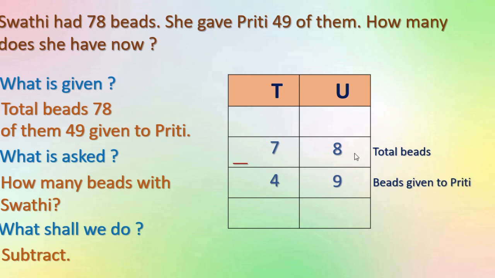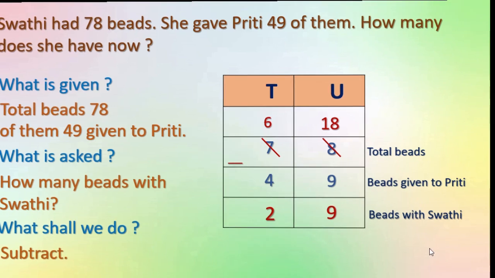Now here we'll carry out subtraction. You know that we always carry out subtraction beginning from unit place. 8 minus 9, not possible. So, it borrows from 7. So, it became 6 and it gave 10 to unit column. So, we got here 18. 18 minus 9 is equal to 9. 6 minus 4 is equal to 2. So, how many beads left with Swati now? 29. Correct? Good.